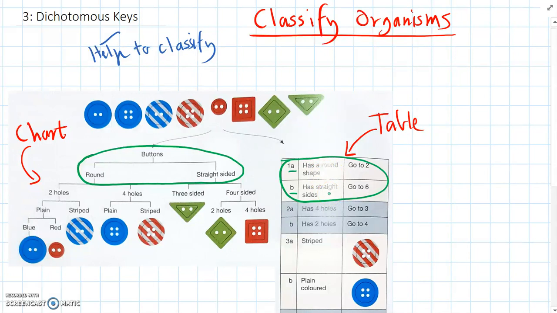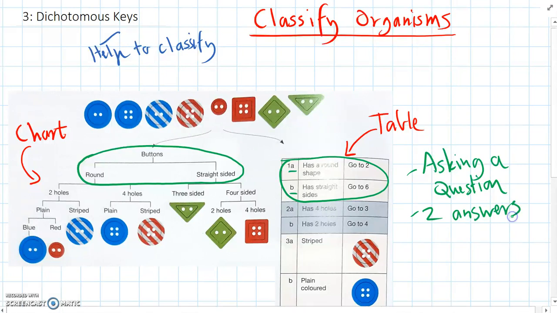So a dichotomous key always involves asking a question with two answers. It has only two answers. And in fact, the word dichotomous means cutting in half or cutting into two.